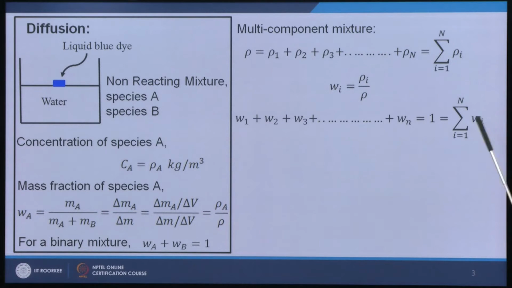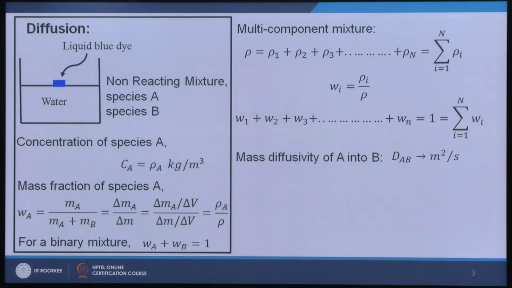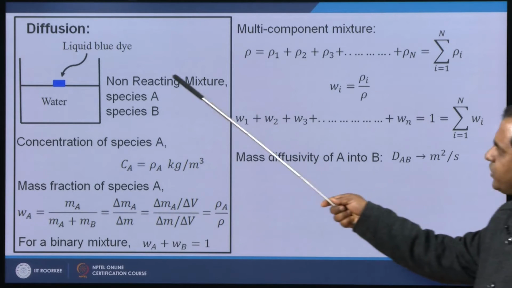Summation of all W's is equivalent to 1, okay. Just following the same analogy, we can write down this one for a multi-component mixture, okay. Let us see now a new thing, as we have discussed about diffusion over here.